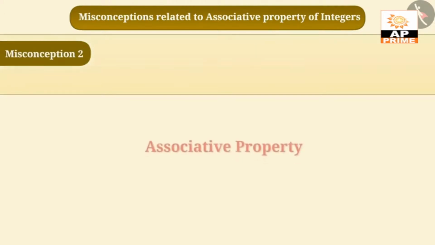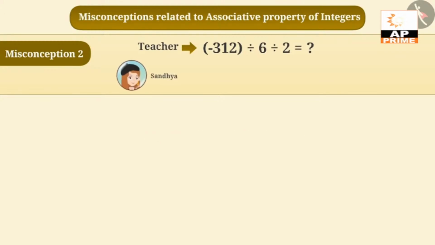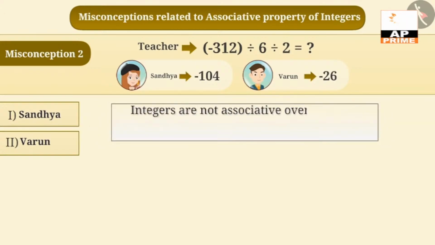Misconception 2. After teaching associative property of integers, the teacher gave a question for homework. What is the value of minus 312 divided by 6 divided by 2? Sandhya has obtained the answer as 104 and Varun has obtained the answer as minus 26. Who is correct in your opinion? Sometimes students ignore the fact that integers are not associative over division.